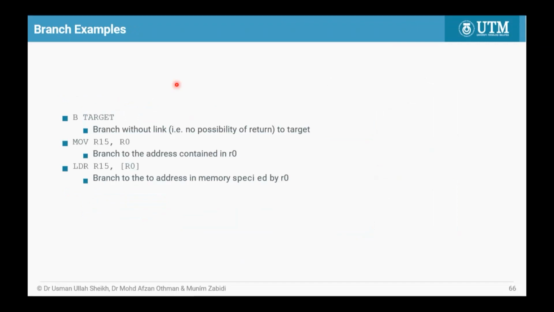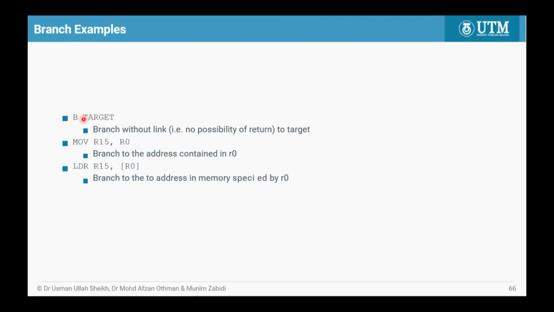Okay, so these are the branch examples. B target means you are going to ask the program counter to go to this location called target, without any condition being met. Since this is without a link, once you go to this target, you will never return back to the previous location.